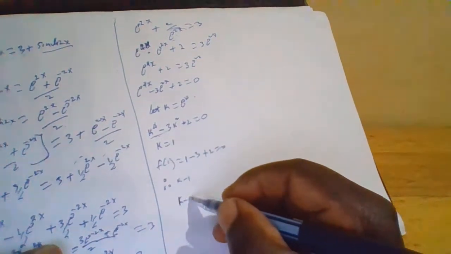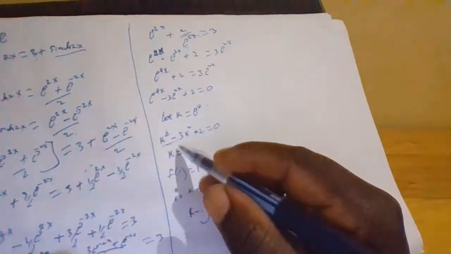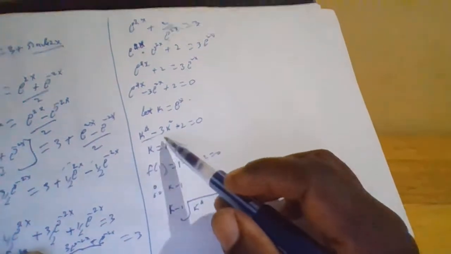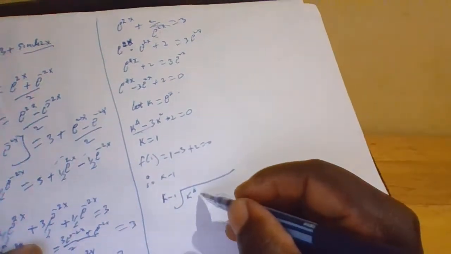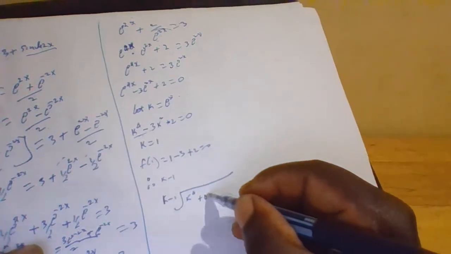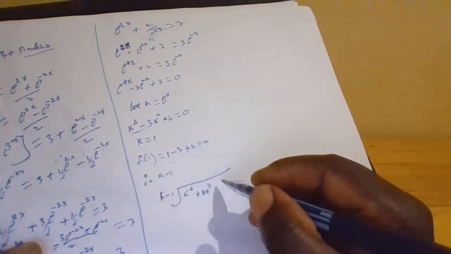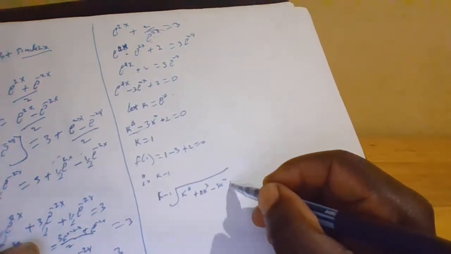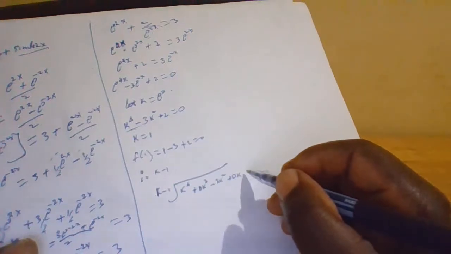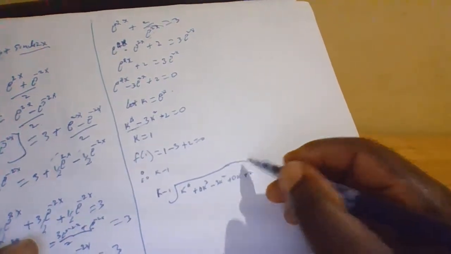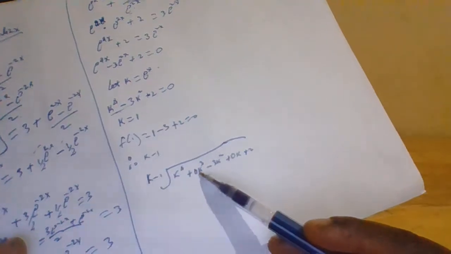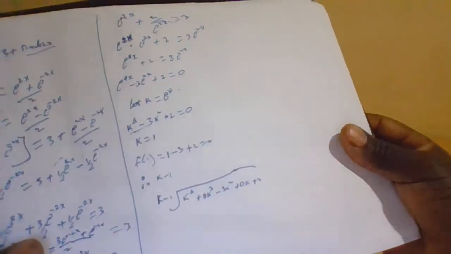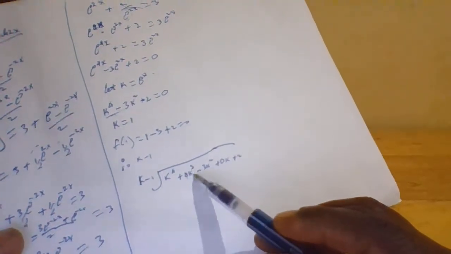So k minus 1 into, now we shall write this one as k raised to 4. So we need to have all the powers of k. So here we shall introduce plus 0k raised to 3, then minus 3k squared plus 0k plus 2. The reason why we are introducing this is to enable us to work with ease. But remember, 0 times k is 0.